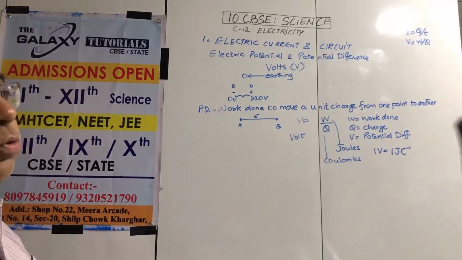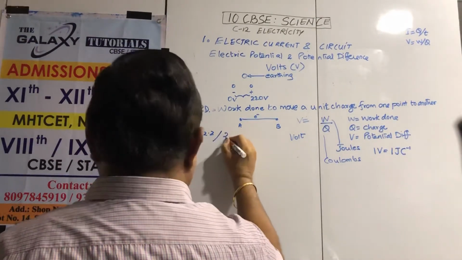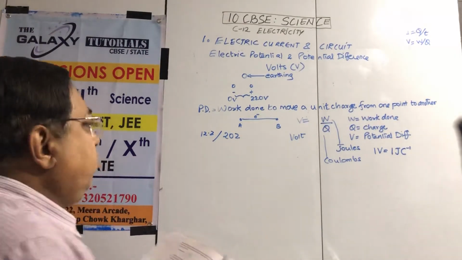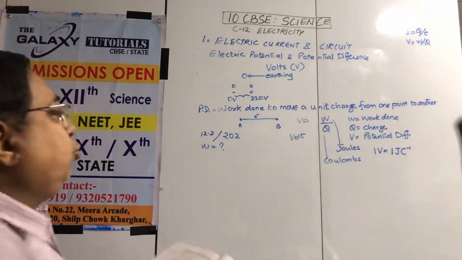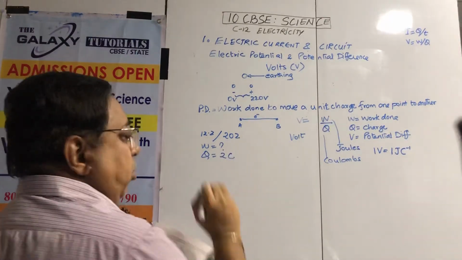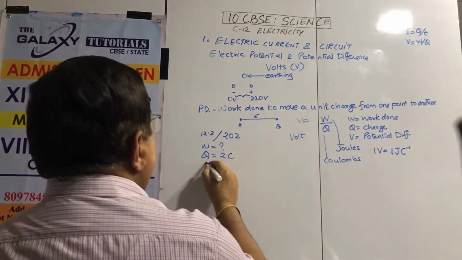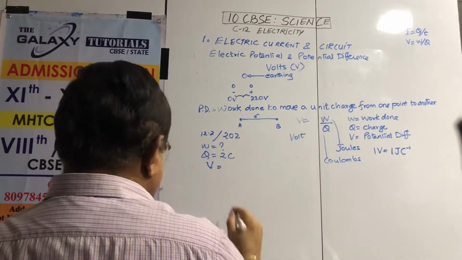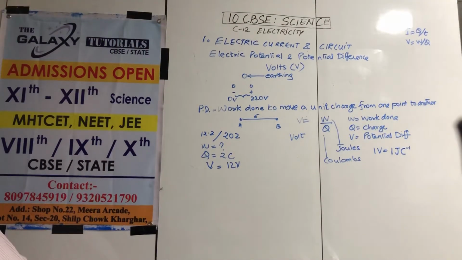Now, let us see a numerical on this. 12.2 on page number 202 in your textbook says how much work is done in moving a charge of 2 coulombs across 2 points having a potential difference, PD, which we now decided to use V, simpler, is 12 volts. PD, pressure difference, no, so that's why we write V, electric pressure, okay.